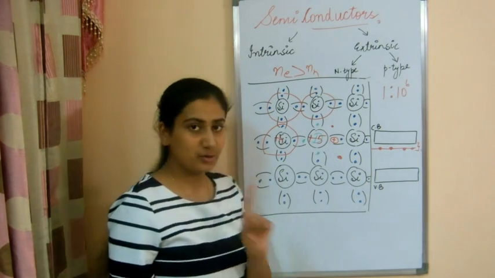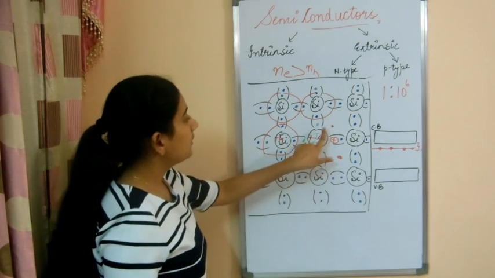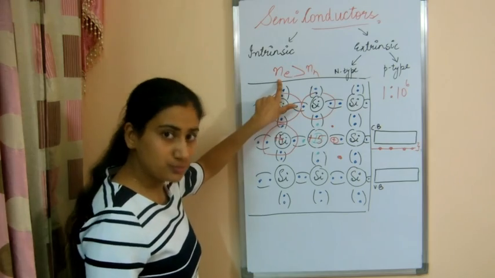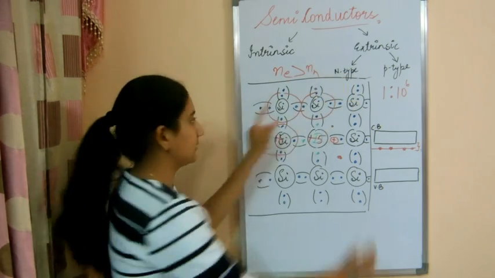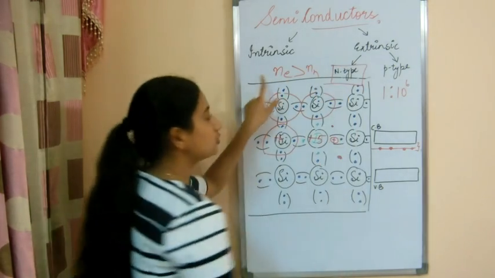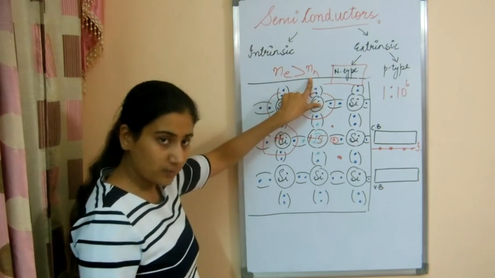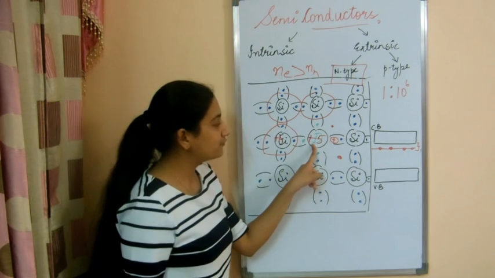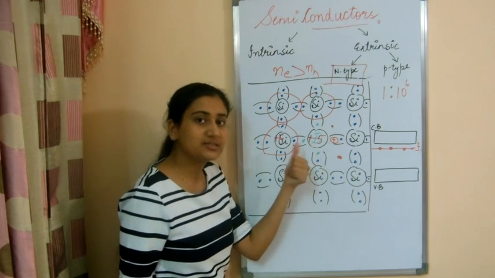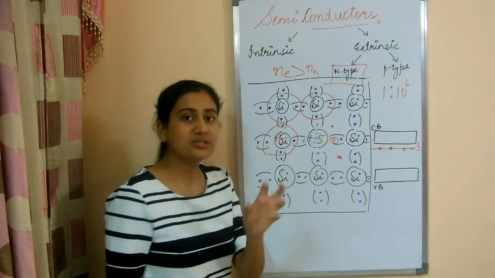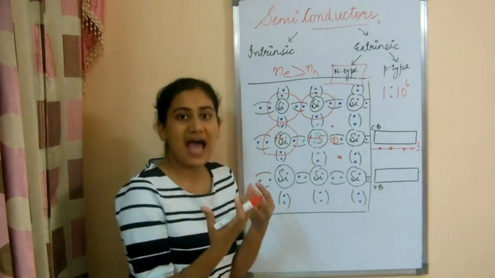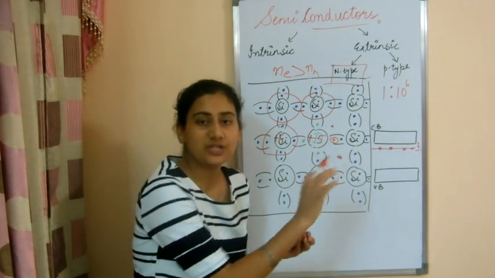So one thing we have to keep in mind is that this n-type semiconductor has more electrons than holes, but still it is electrically neutral because of the core of this atom, that is, the nucleus of the atom. Otherwise, the semiconductor would have a negative charge on it.